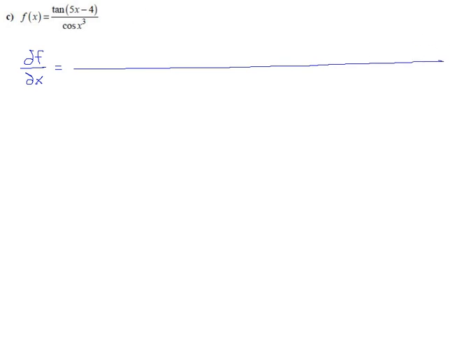And when you're doing the quotient rule, you do bottom, cosine x cubed, times the derivative of the top. The derivative of tangent is secant squared. So we get secant squared 5x minus 4. That takes care of the tangent. Now we do the derivative of what's inside the tangent, 5x minus 4. Its derivative is just the number 5. Okay, so that's our first d second.